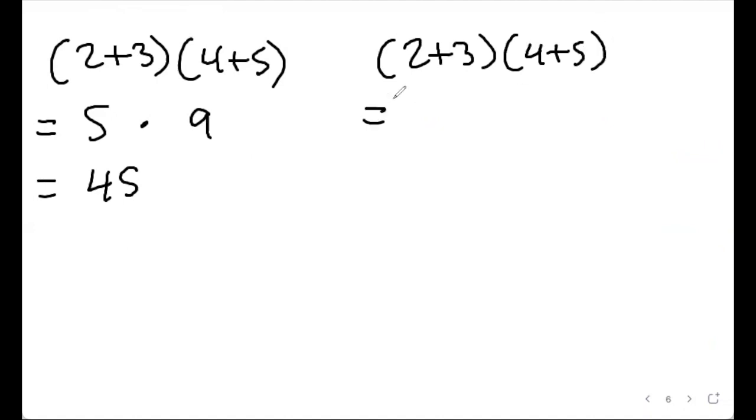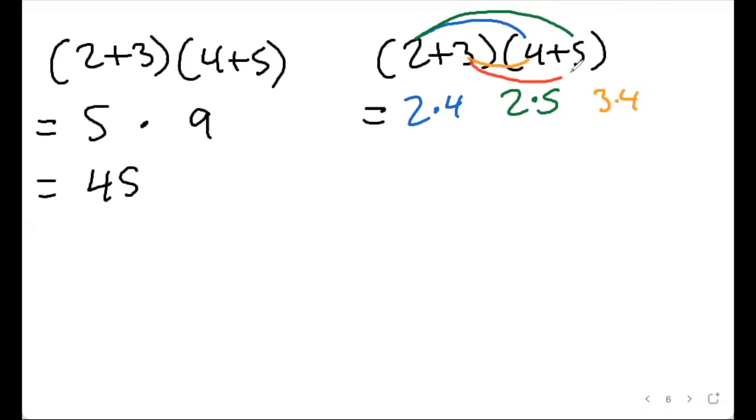You can do this really weird multiplication thing. Some people call this like FOIL. 2 times 4. 2 times 5. 3 times 4. 3 times 5. And if we add all these things up, I know it seems crazy, but we actually get the right answer.